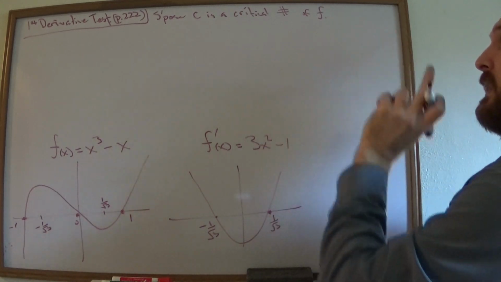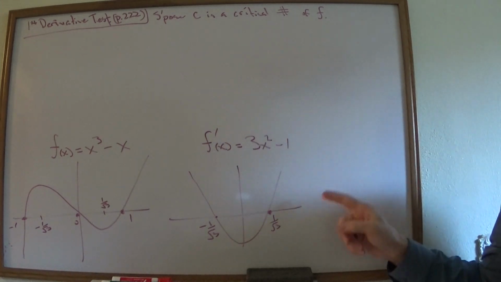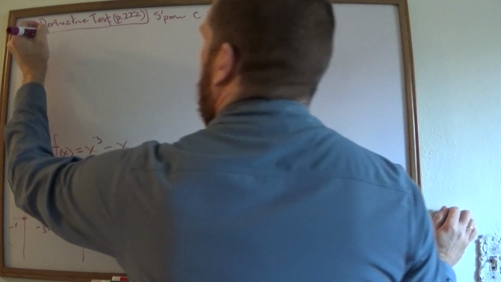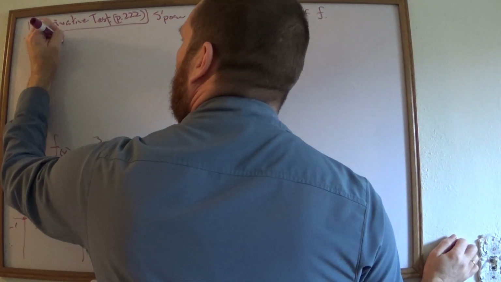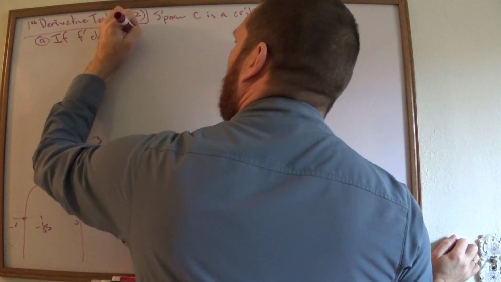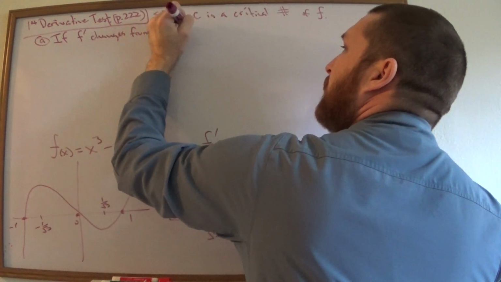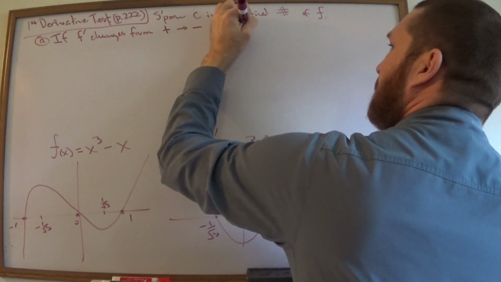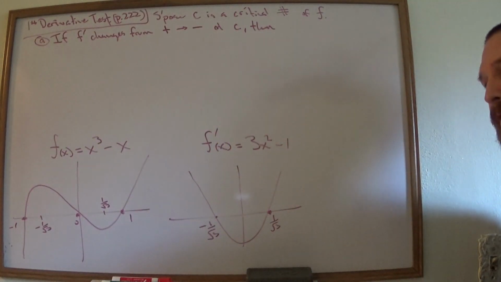But here we go. Suppose that c is a critical number of f. So in other words, you had some function, you took its derivative, and you found where its derivative was equal to 0. What can we do? Check this out. A. If f prime changes from positive to negative at c. Alright, so before we get to the conclusion here, let's think about what that means.